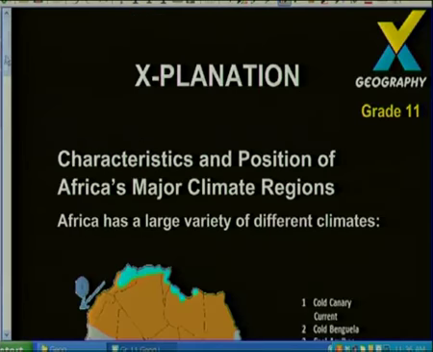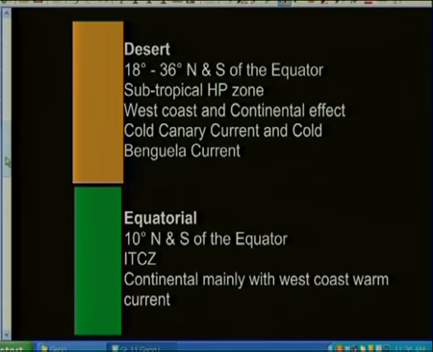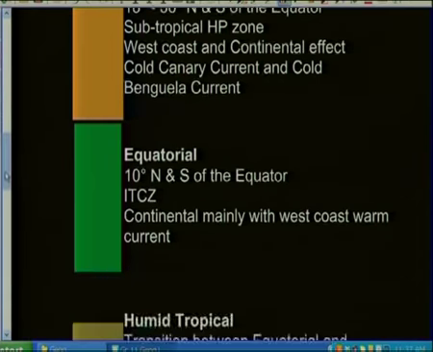Right, so there's the map of Africa, and just underneath there in your notes, you'll see I've characterized very briefly, we'll just do 1 or 2 examples. The desert region runs between 18 and 36 degrees north and south of the equator. It is what we call the subtropical high pressure zone. The west coast and continental effect is quite characteristic of this type of climatic region, and the reasons are because of that cold Canary ocean current and the cold Benguela current.